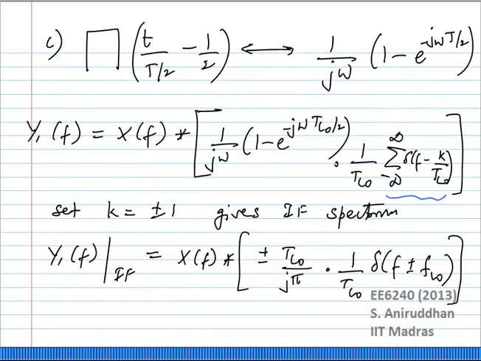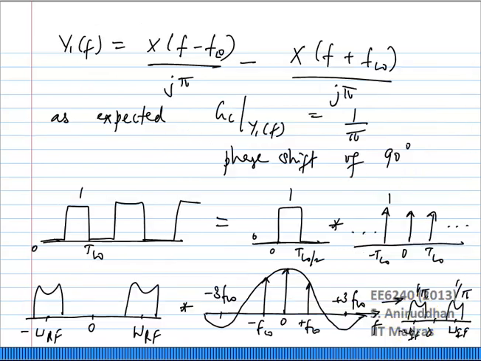Using these and some basic Fourier transform identities, we came up with a specific expression for y1 of f at the IF port for each of these. So we got y1 of f and y2 of f, and y1 of f is just the x of f minus f naught and x of f plus f naught translate. In other words, it is the input frequency translated by the LO frequency with a gain of 1 over pi and a phase shift of 90 degrees.